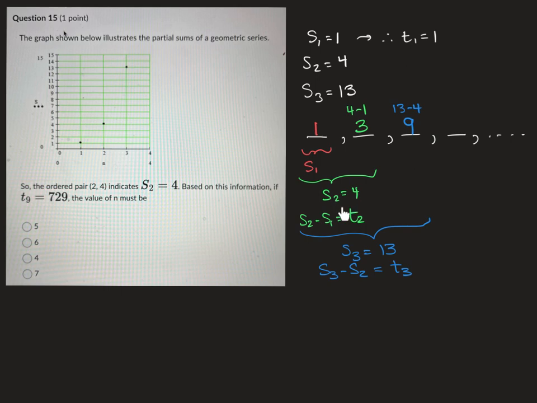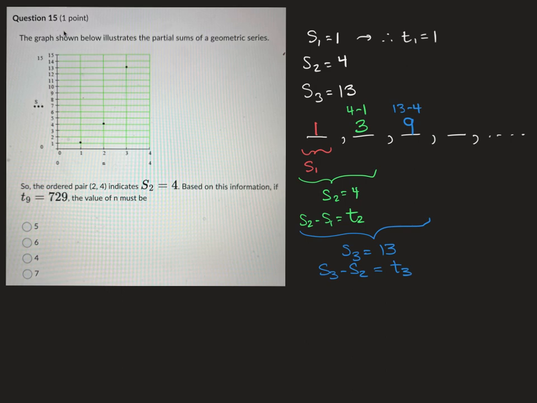And then you do it the same way for S3. So S3 we know is 13. So all three of the first terms added together has to equal 13. So if you take S3 and then subtract the sum of the first two terms, S2, so 13 minus 4, you get the third term, which is 9.